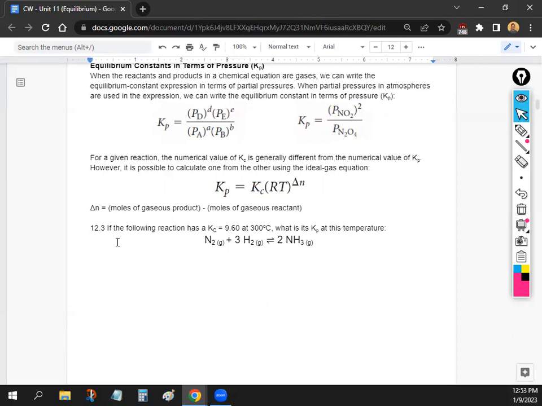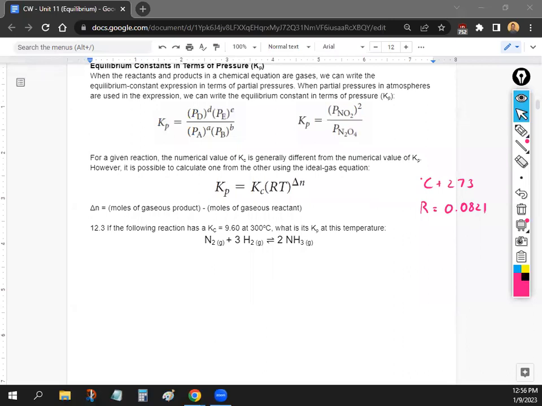So with that being said, I'm going to give you guys about 2 minutes to try this one out, 12.3. We've got a reaction. The Kc is 9.6. Temperature is 300 degrees Celsius. I want you to calculate Kp. Delta n is the one you might not be familiar with. It just means the moles of product minus the moles of reactant. We haven't explicitly gone over that yet, but see if you can figure this out. I want to put you in interesting scenarios because you won't see every type of problem on the AP test. I'll give you about 2 minutes and then we'll go over it together.